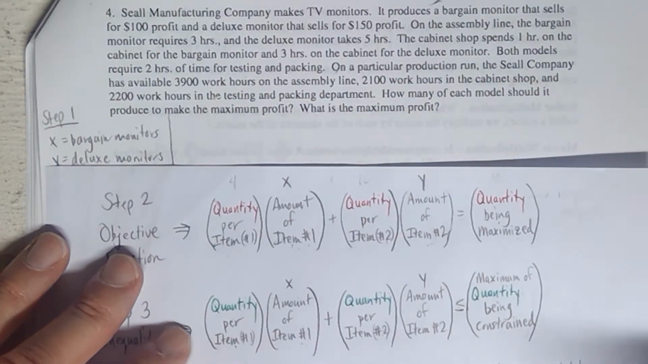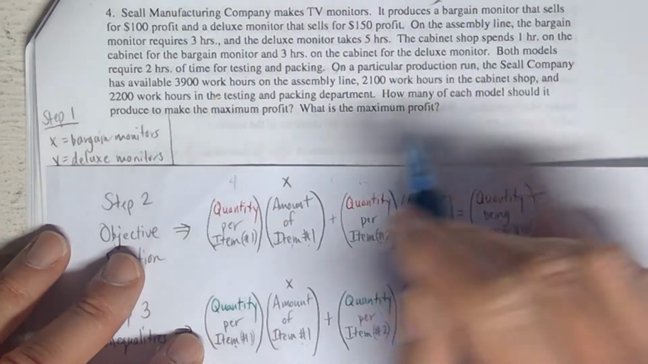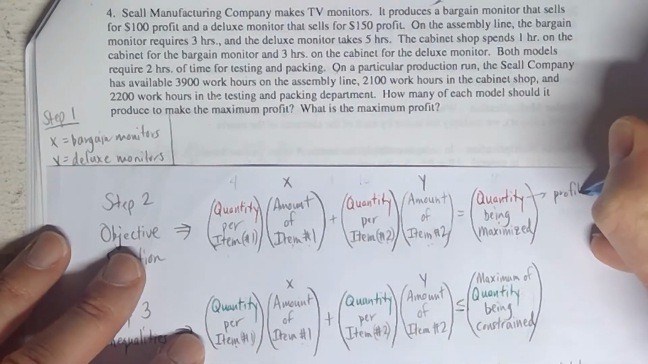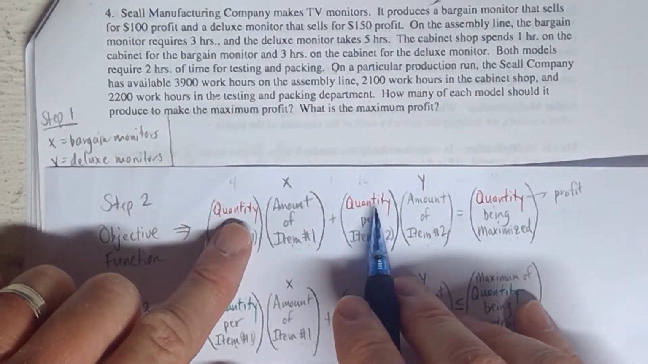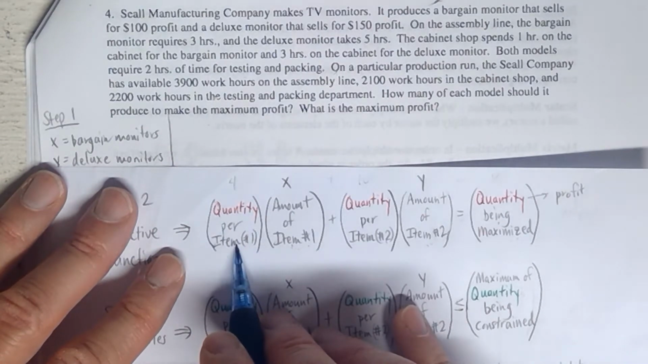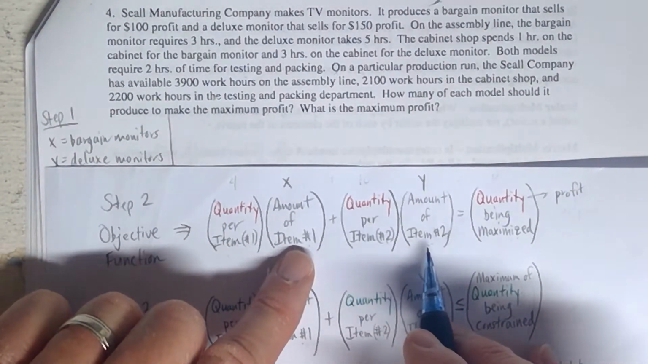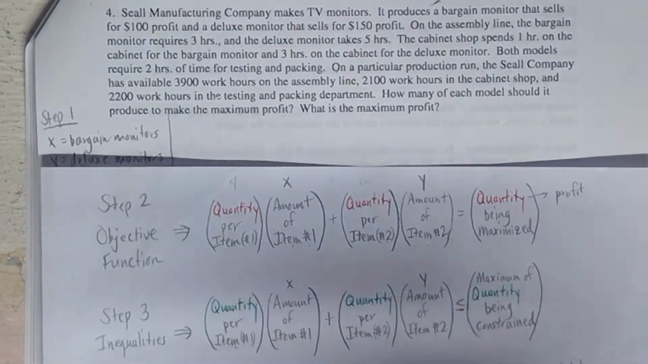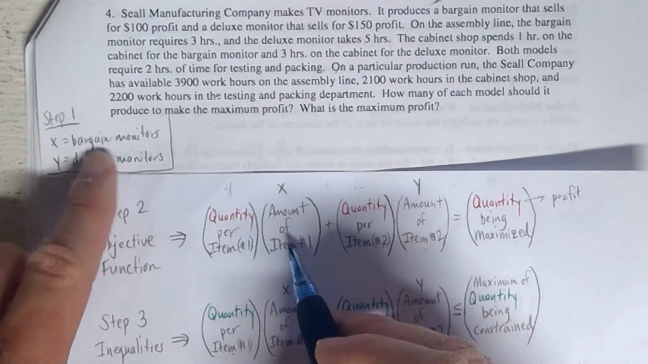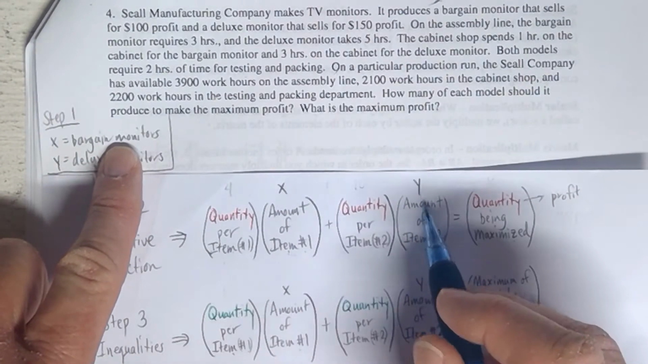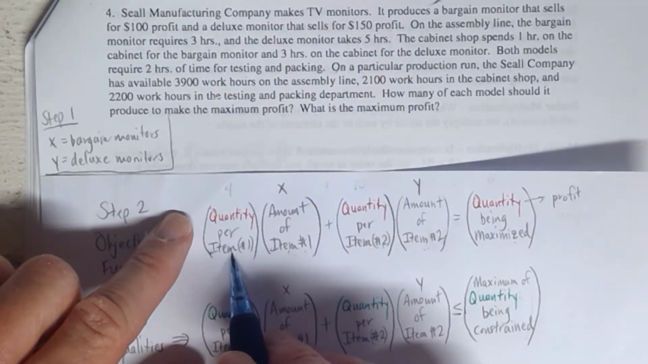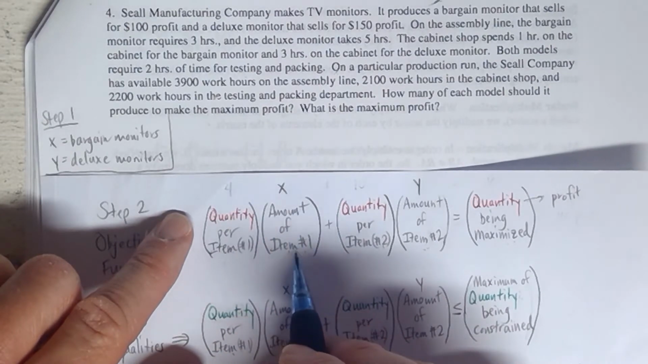But what is the quantity being maximized? According to the problem, it is the profit, isn't it? So we're going to do profit. So that means that all the red parts represent profit. So what this is saying is profit per item number 1. What is item number 1 and item number 2 in this case? It is the 2 items that are represented by your variables, just like in the last problem. So the first item, which is X, is going to be the bargain monitors. This one right here is the deluxe. So what this is really saying is profit per bargain monitor multiplied by the number of bargain monitors.